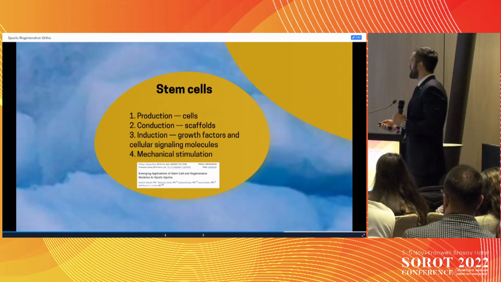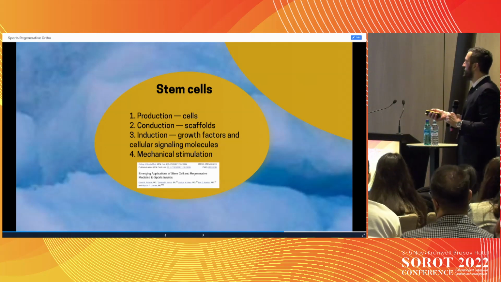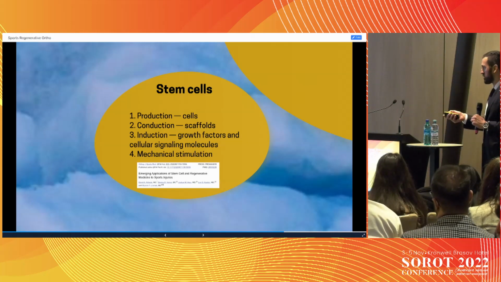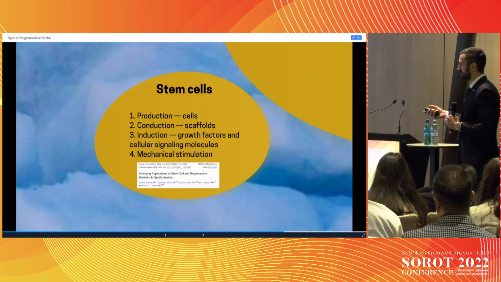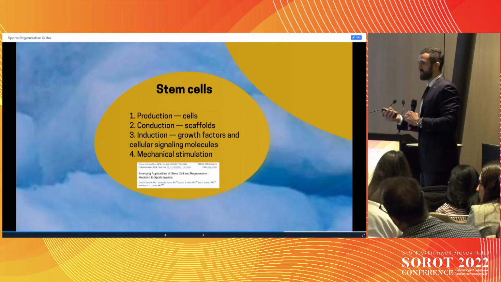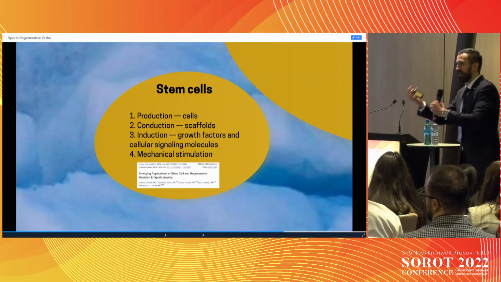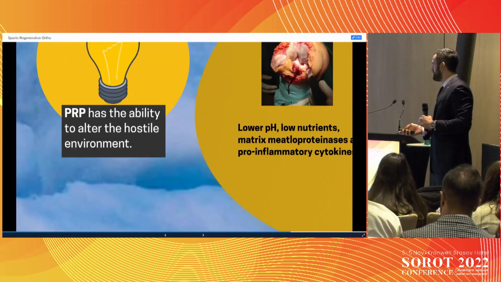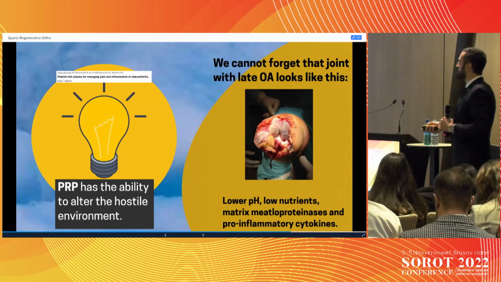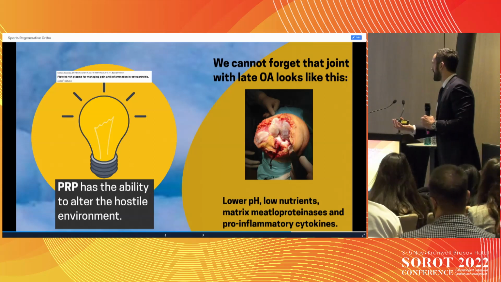So stem cells, they actually produce cells. We need to have the conduction, some scaffold that we're going to give it with, and we need to have growth factors that are going to induce these stem cells to maybe become new cartilage. PRP has the ability to alter the hostile environment and give growth factors.